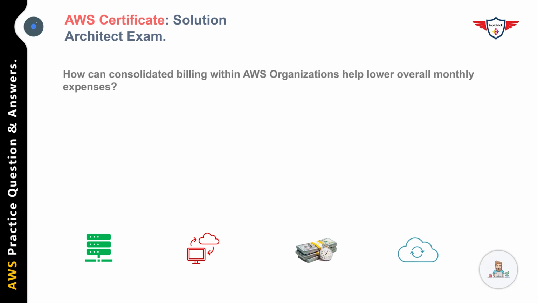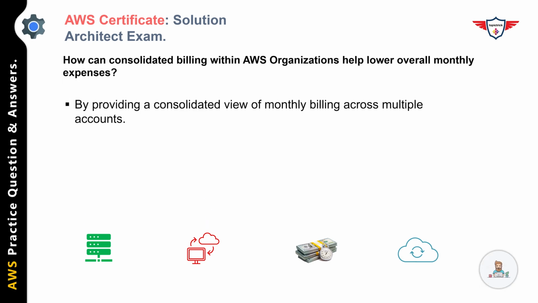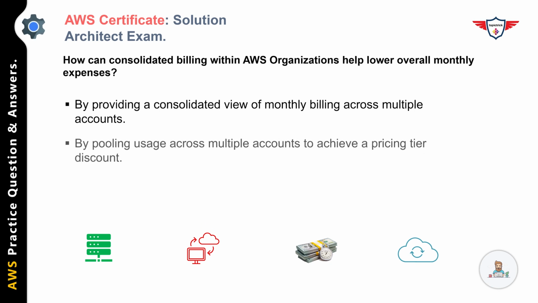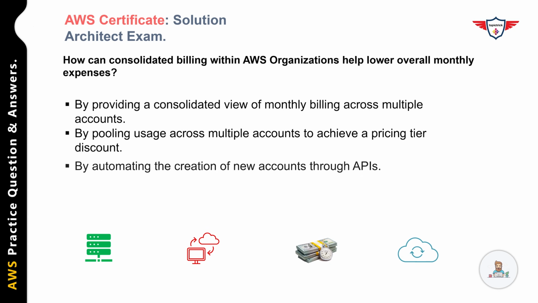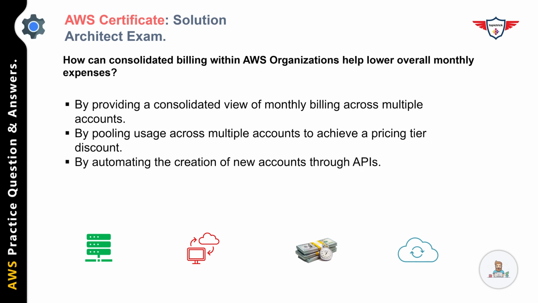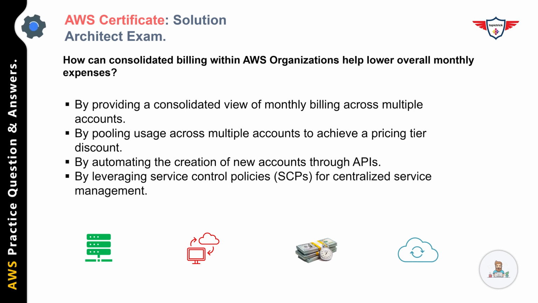How can consolidated billing with AWS Organizations help lower overall monthly expenses? And your options are by providing a consolidated view of monthly billing across multiple accounts, by pooling usage across multiple accounts to achieve a price tier discount, by automating the creation of new accounts through API, by leveraging service control policies for centralized service management. The correct answer is option B.